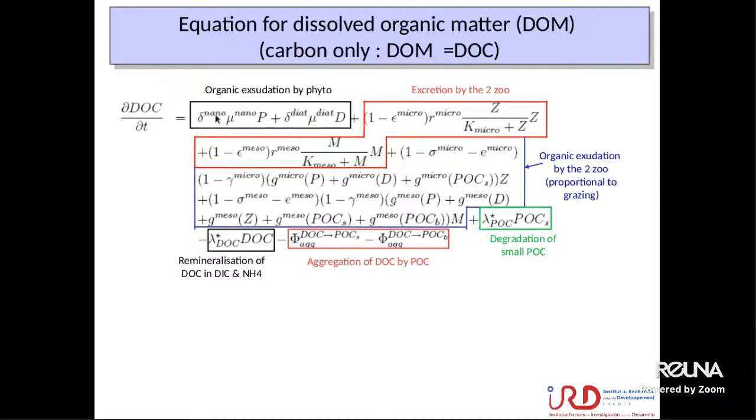For instance, here you have a source term of dissolved organic carbon, which is due to the efficiency term of primary production. So you have this lambda coefficient. What is not produced in the primary production, a part is not really transformed into organic matter. A part is lost to dissolved organic carbon. This is the organic exudation by phyto.